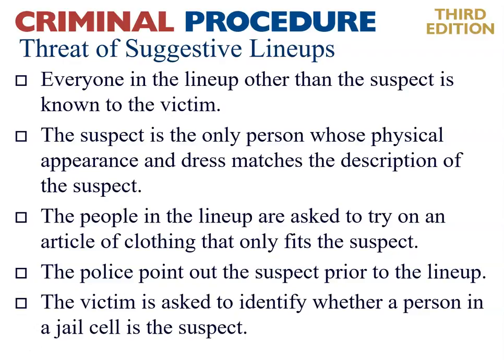Number 3, the people in the lineup are asked to try on an item of clothing that fits only the suspect. Could that be suggestive? Number 4, the police point out the suspect prior to the lineup. And then finally, number 5, the victim is asked to identify whether a person in a jail cell is the suspect.